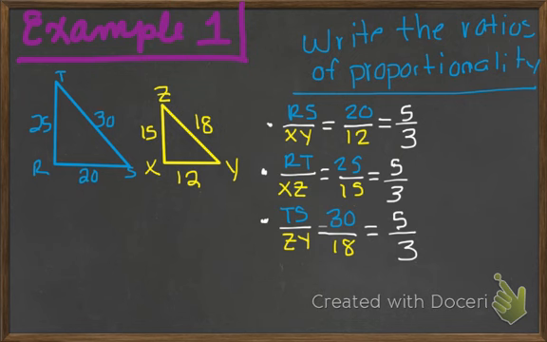Now a special thing that happens is, what it means for all of our sides to be proportional is that they all have the same common ratio. So here all my common ratios are 5/3, so I know that these figures are proportional to each other. This is going to be called our scale factor. We'll get to that in just a second. I have another example for you in just a second.